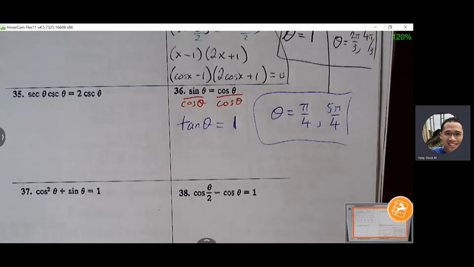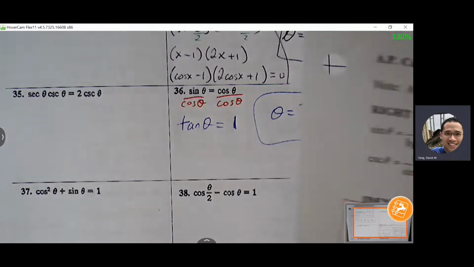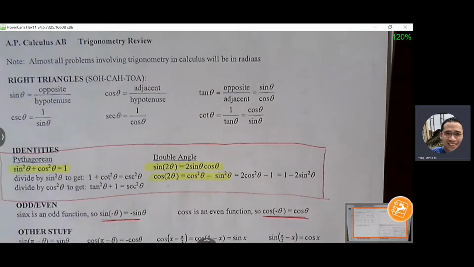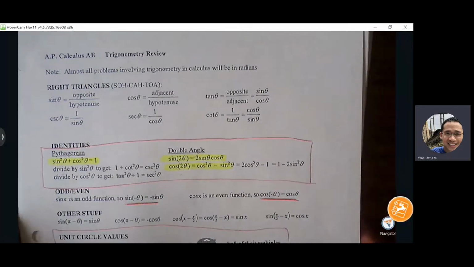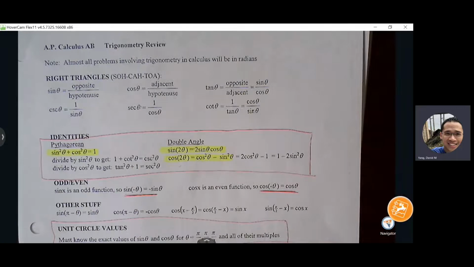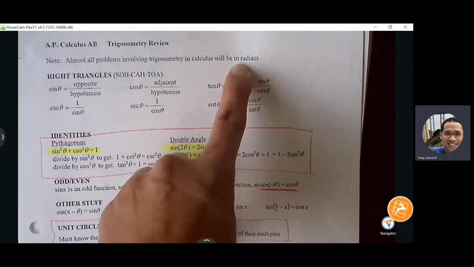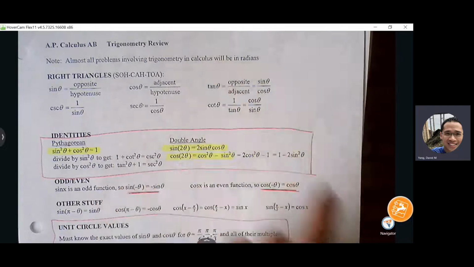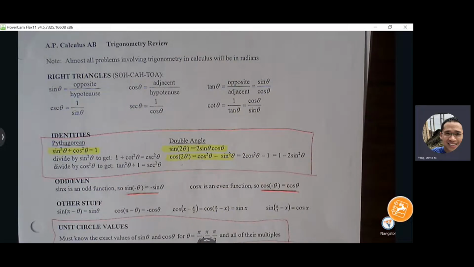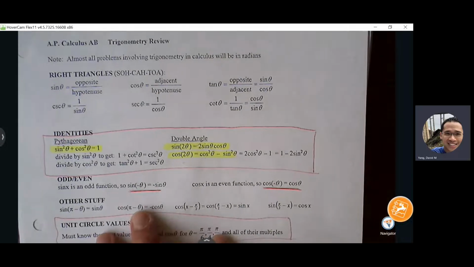Okay, before we move on to 37, I want to do a little bit of review from the handout I didn't get a chance to give you yesterday. This is the trig review handout. Hopefully you guys picked this up just now. First of all, almost all the problems that we're dealing with are going to be in terms of radians. There's very little degrees that we have to worry about, or conversion in terms of degrees. There's a few, but the majority is radians.